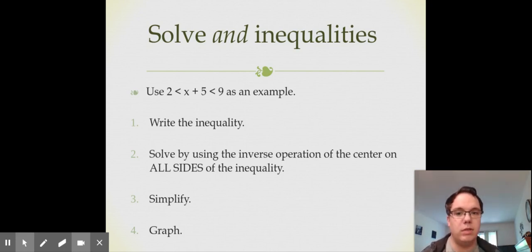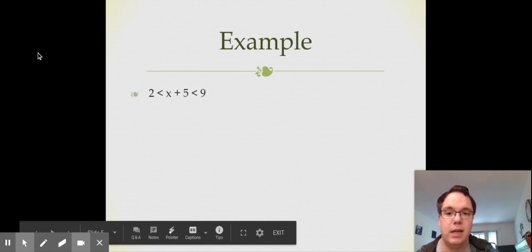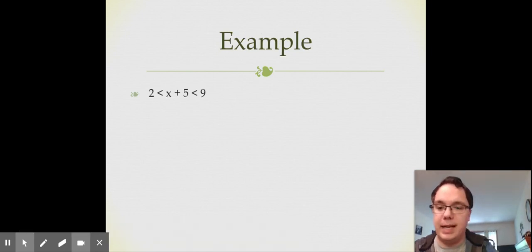So what we're going to do is solve in the center by getting the variable alone, just by following our steps of solving. And whatever we do to the center, we must also do to the left and right. So we're used to doing whatever we do to the center, we do to both sides. Now we have to do it to the left and the right. So we're actually going to be doing whatever we do in the center, we do it in 3 places, okay? And then we're going to graph our answer. So let's actually try this example of 2 is less than x plus 5 is less than 9.